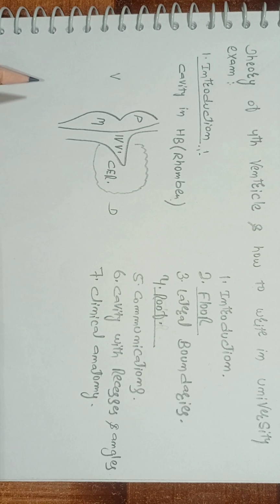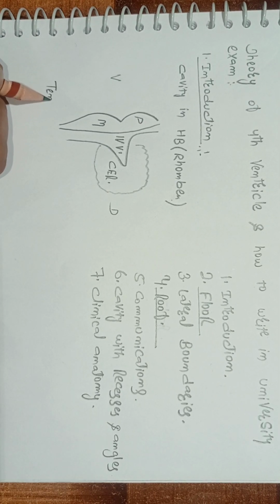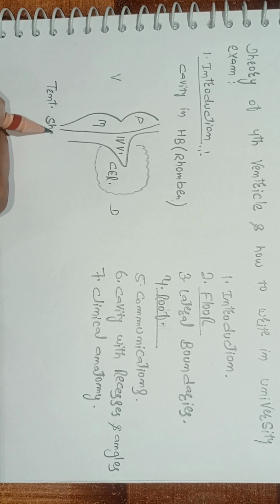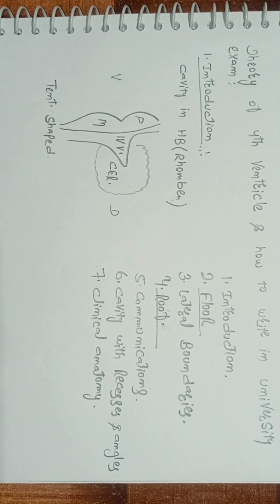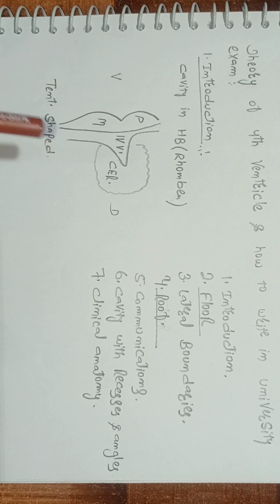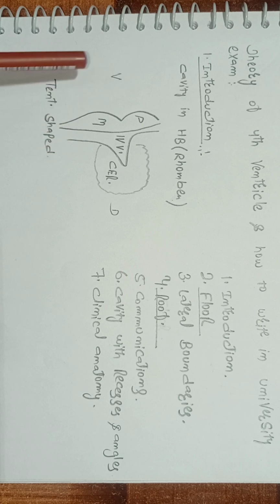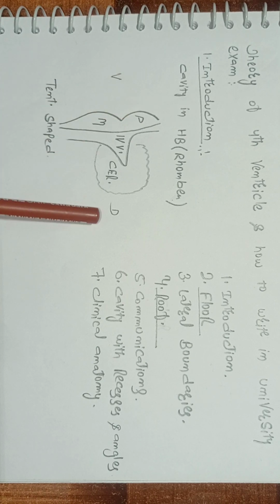Another point that we will write: it's a tent shaped cavity. So the introduction to the fourth ventricle is complete. It is a cavity in hindbrain, more precisely rhombencephalon. Then we will draw this diagram and write about its boundaries: ventrally pons and medulla, and dorsally cerebellum. And we will also write the shape of the fourth ventricle. It is a tent shaped cavity.